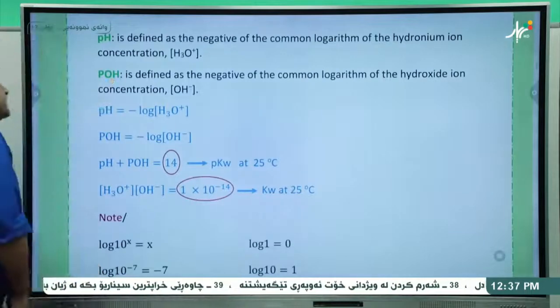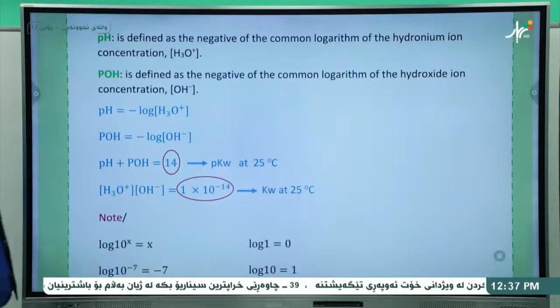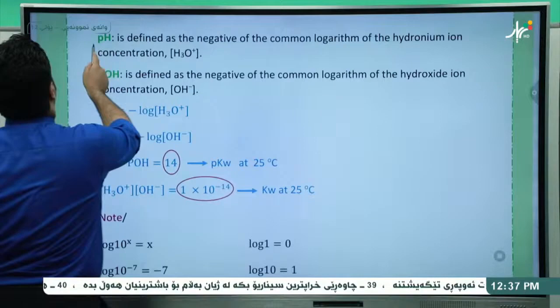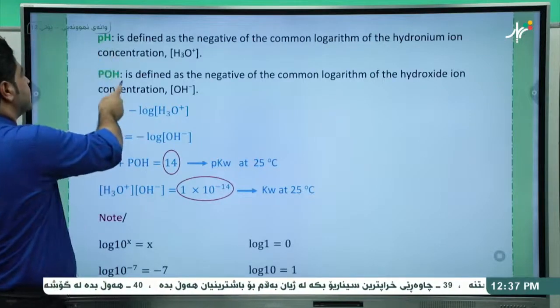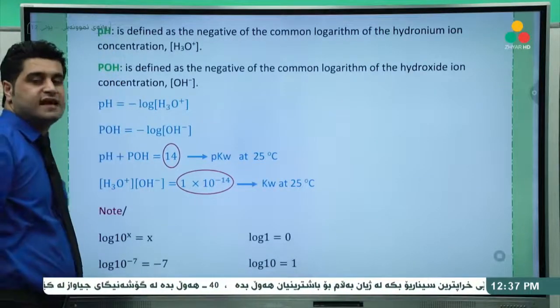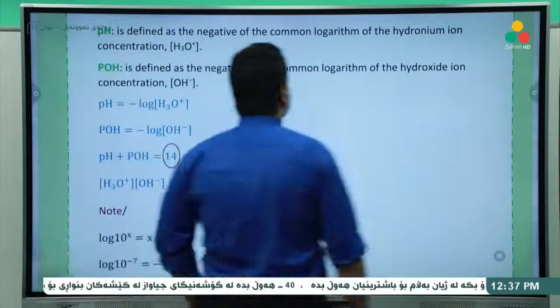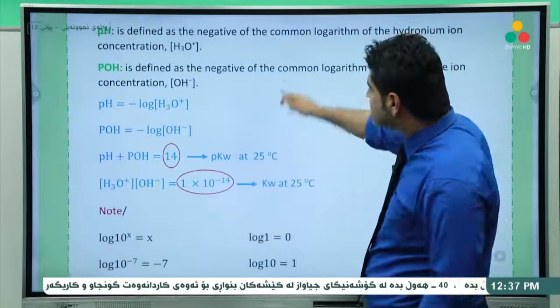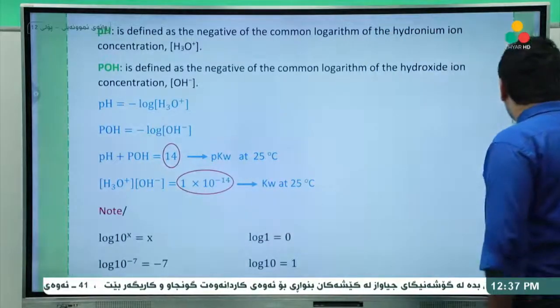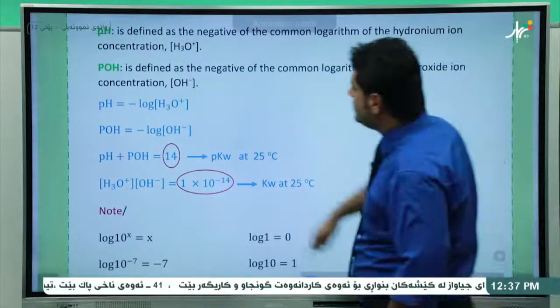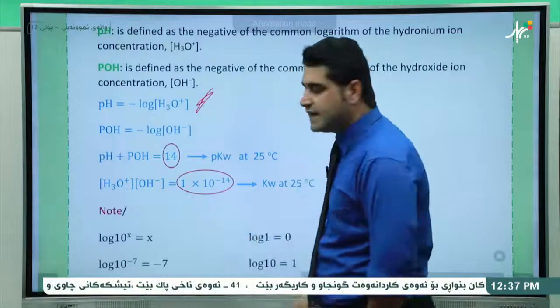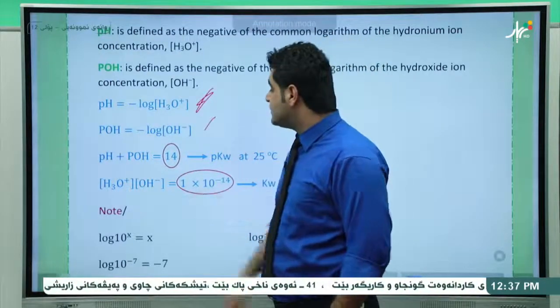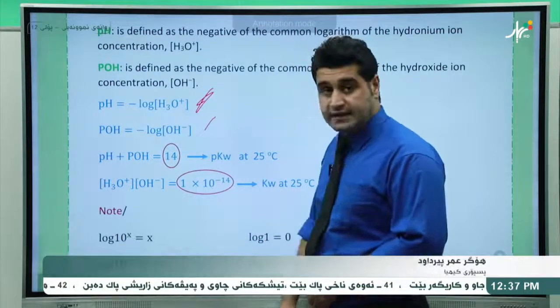Now, defining pH and pOH. pH is the potential of hydrogen, or hydronium ion, and pOH is the potential of hydroxide ion. pH is the negative logarithmic relationship with the hydronium ion, but pOH is with the hydroxide ion. We have these equations. Look, pH is equal to negative logarithm of the hydronium ion, and pOH is equal to negative logarithm of the hydroxide ion.